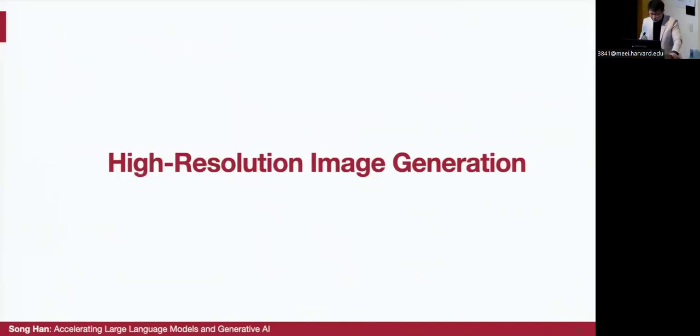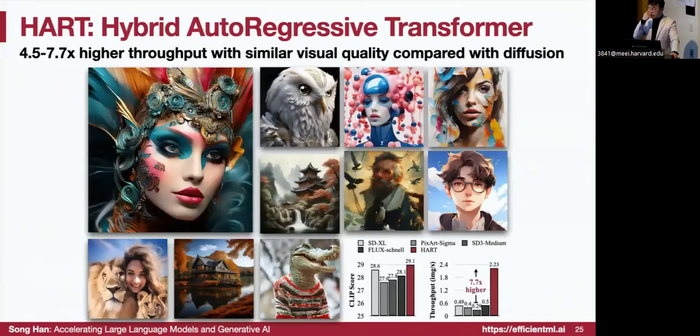Okay, so let's switch gear from understanding image and language to generating image and language. Let's talk about high resolution image generation. Generating images is pretty hard because you need to do pixel-wise prediction. It's very computationally consuming. We can lower this cost by building a very efficient image generator, the hybrid autoregressive transformer, which is up to 7 times faster with similar visual quality compared to using diffusion models.